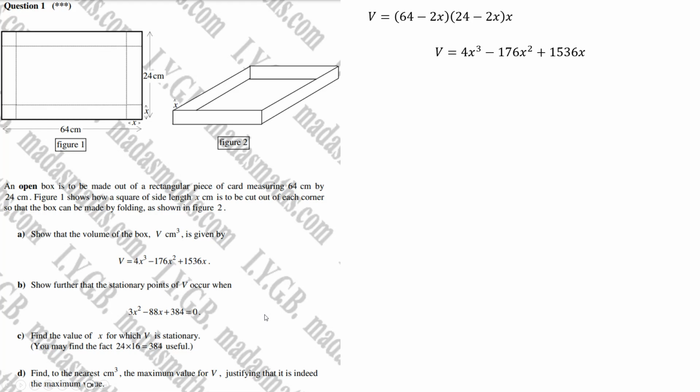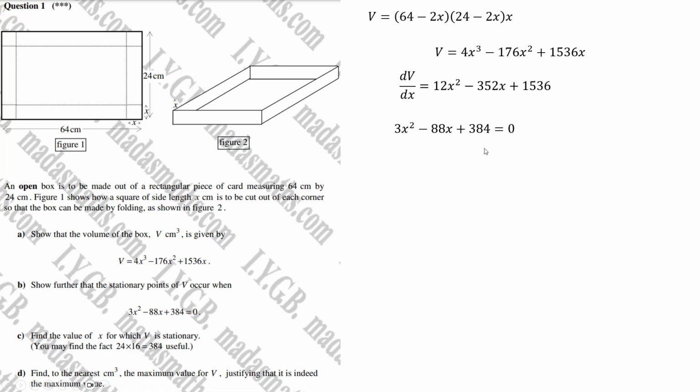Okay, well, stationary points occur when the first derivative is equal to 0, and that just means the gradient is equal to 0. Like, what value of x gives you a gradient which is equal to 0? So differentiate, you'll get 12x squared minus 352x plus 1536. To get this, remember stationary points occur when the first derivative is equal to 0, so when the gradient is equal to 0. So dV over dx is equal to 0. Divide by 4 to get this, like the question wants, and then find the value of x for which V is stationary.